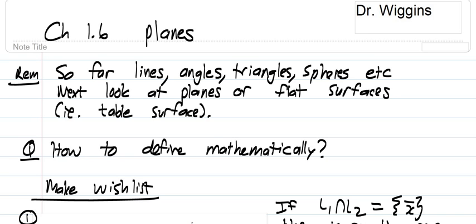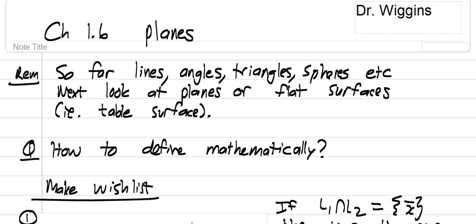We've defined algebraic vectors, and then we used our knowledge of mathematics to define what we mean by lines, angles, triangles, spheres, and some other objects. Now the next object we want to look at is the idea of planes or flat surfaces.